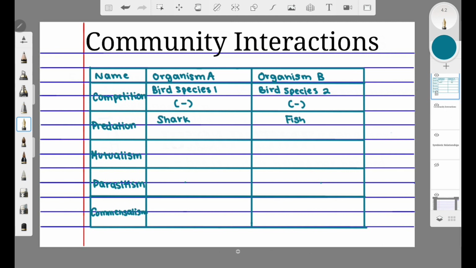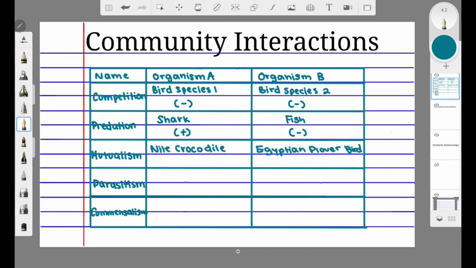Next, for predation, the example was about shark and fish. The shark is the predator. It preys on fish, the prey. So, since the shark gets its nutrients, it is benefited. The fish is getting eaten, so it's getting harmed.